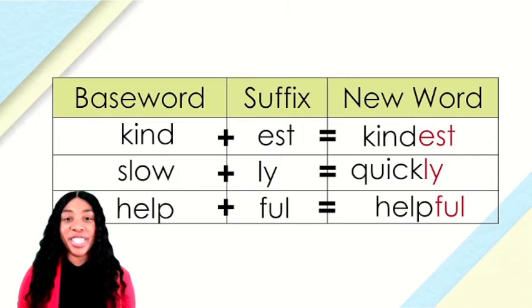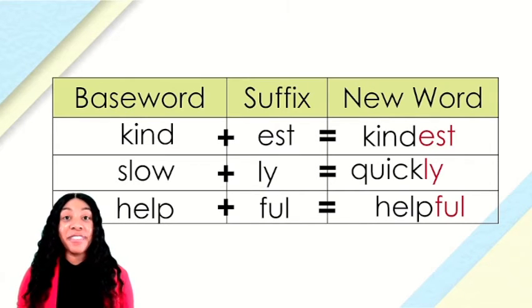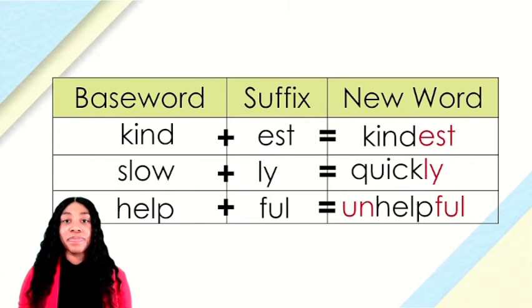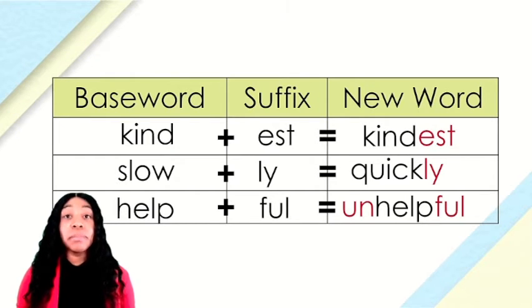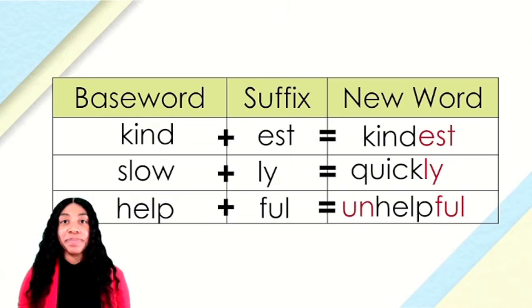All right, here's our last challenge. If we add another affix to this word, we can change the meaning again. Let's add the prefix "un" to helpful. What do you think unhelpful means? The meaning is the opposite now, right? Unhelpful describes someone who does the opposite of help. Go ahead and write down the word unhelpful on your paper. Great work, scholars.